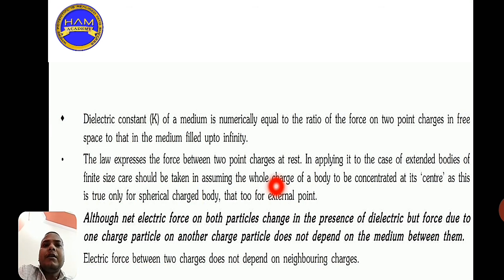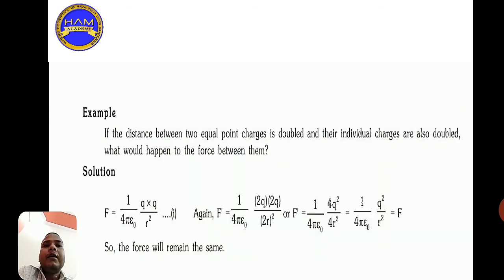Now we will see an example based on Coulomb's law. Here is the question: if the distance between two equal point charges, meaning point charges equal in magnitude, is doubled and their individual charges are also doubled, what would happen to the force between them? From the first condition, the force formula is F is equal to 1 by 4 pi epsilon naught Q and Q, because both charges are equal, upon R square. This is the first condition.